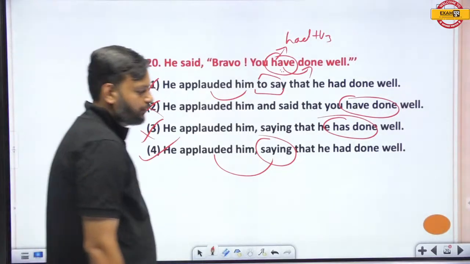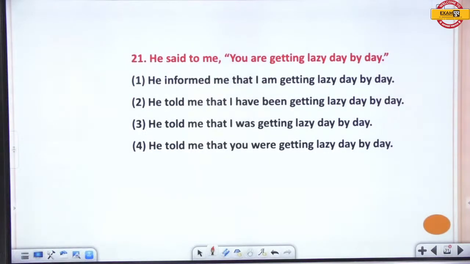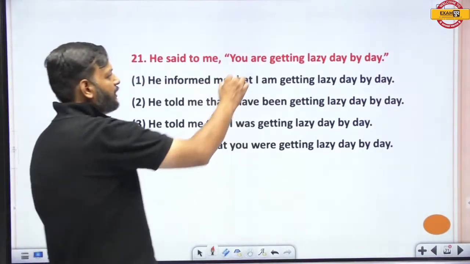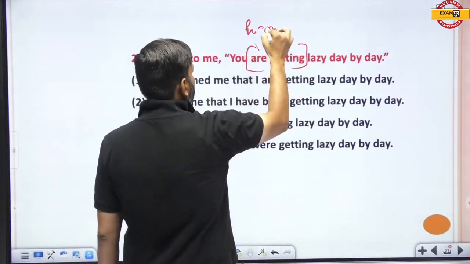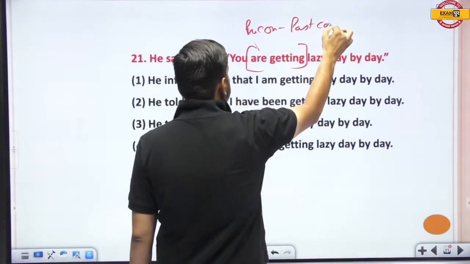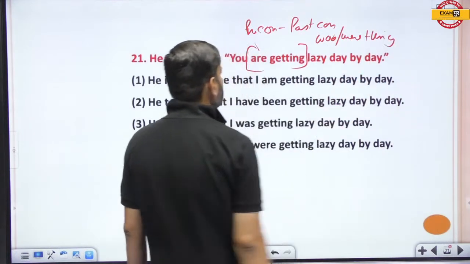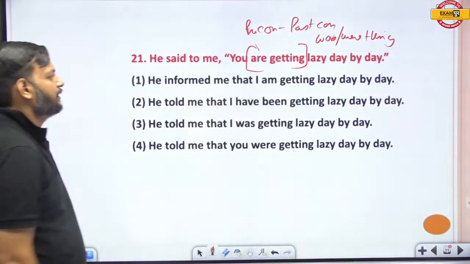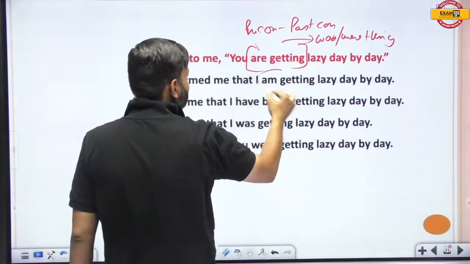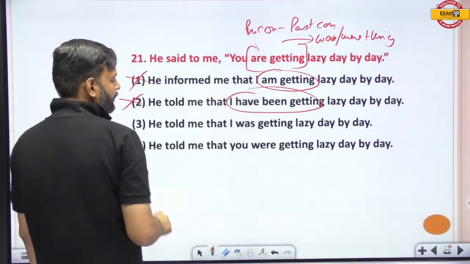Okay. Now the next sentence. "He said to me, you are getting lazy day by day." So here we have present continuous, which must be changed into past continuous, and past continuous is was, were plus ing. So now look for was, were plus ing. Here tense has not been changed, eliminate. Here wrong use of tense.